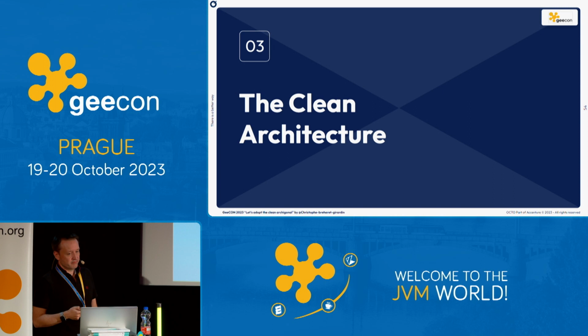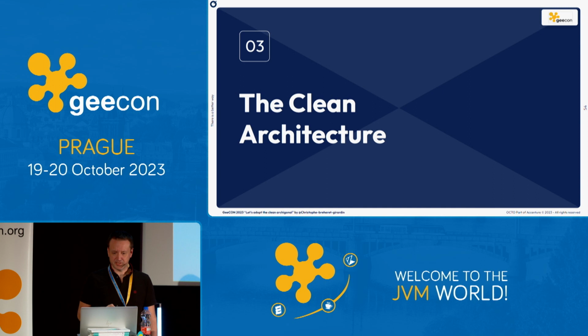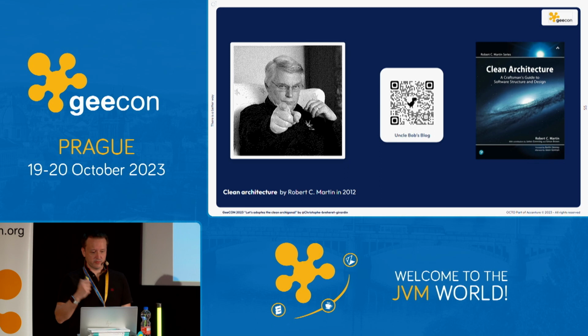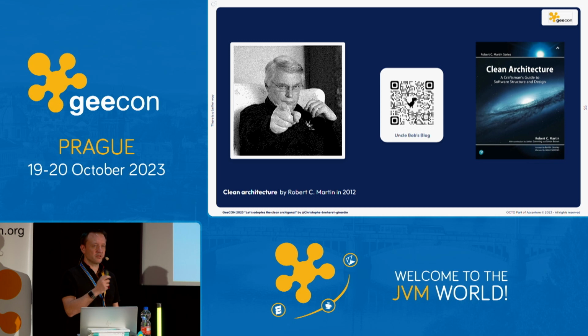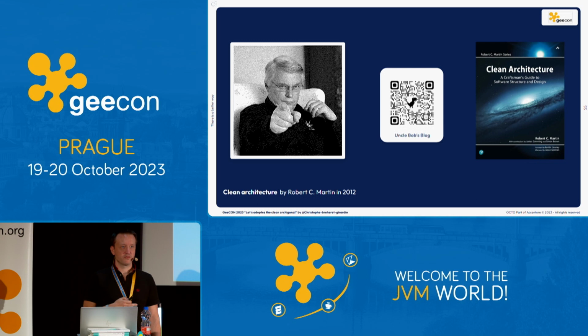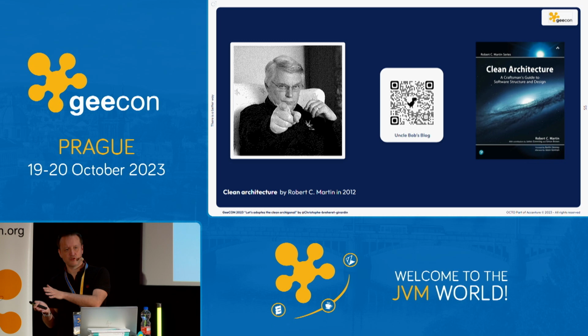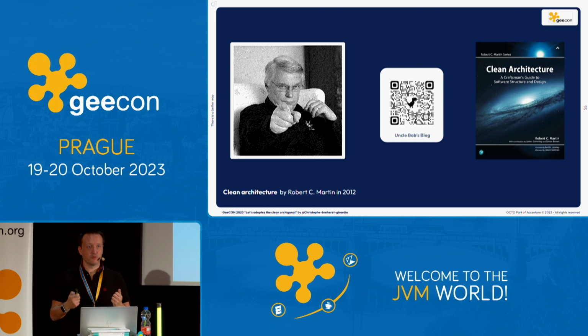Alistair is also a co-creator of the Agile Manifesto. We're going to talk about the clean architecture. It's from Robert Martin, also a co-creator. Who read the book? If you don't know the clean architecture, don't read the book. There is no code. The architecture is on page 200. But it's a good book if you know the architecture well.